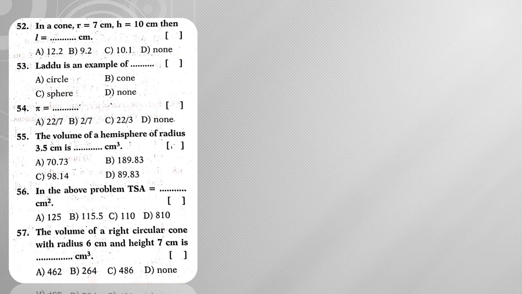Let us see question number 52. In a cone, radius is equal to 7 centimeters, height is equal to 10 centimeters, then L is equal to? So already we know L is equal to root over h square plus r square. Now substituting the values: root over 10 square plus 7 square, which gives me 100 plus 49. So square root of 149, which is nearly equal to 12. From the options it is 12.2.